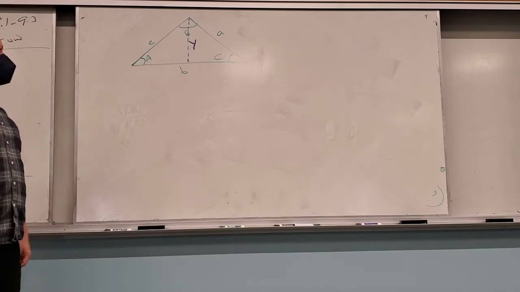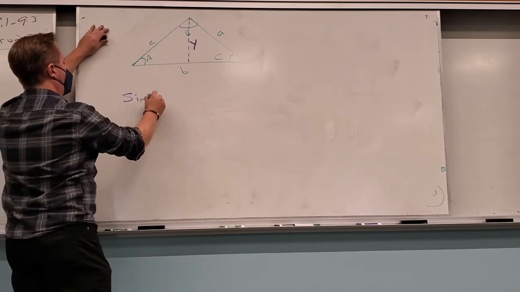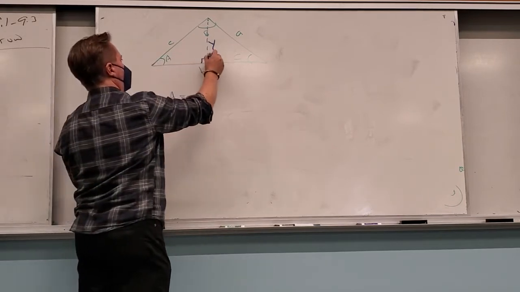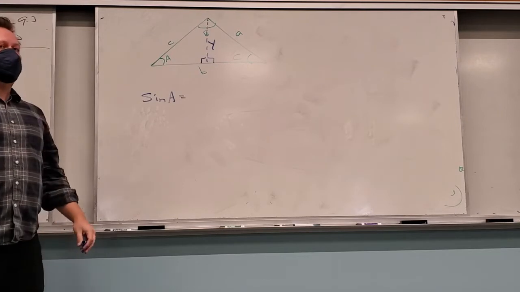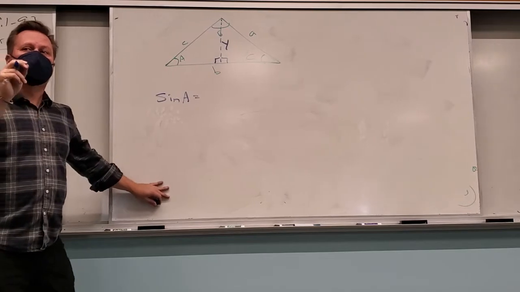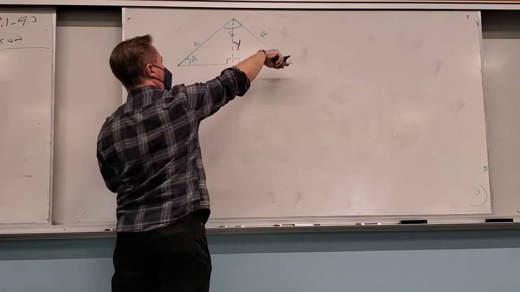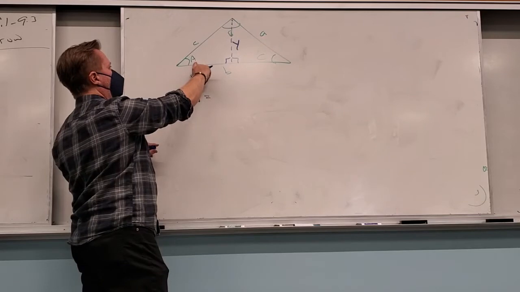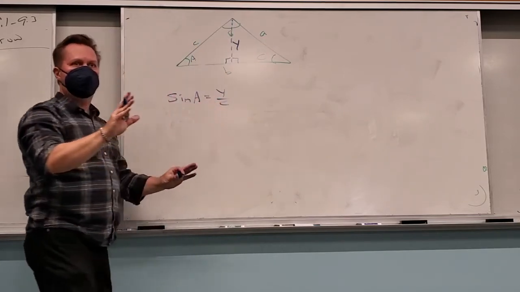Can somebody tell me what sine of A is? No. Which right triangle does A live in? Do you guys see what I mean? Which right triangle has angle A? Does this triangle have angle A? No, this one does, right? So let's try this again. What is sine of A? Y over C. Is everybody with me?